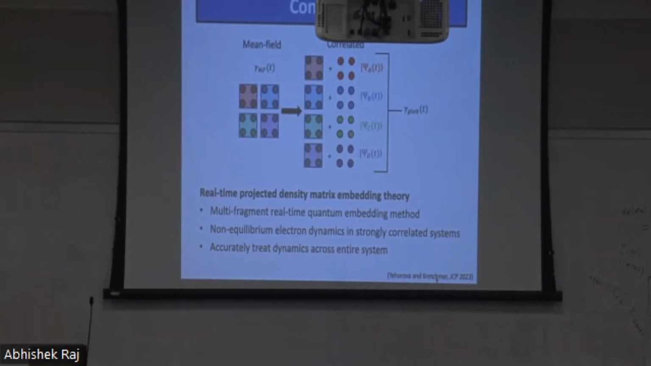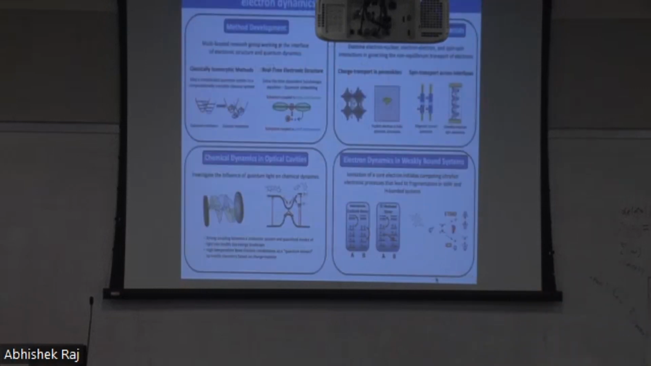So with that, again, new method, multi-fragment real-time quantum embedding, we're able to capture dynamics across this extended system. And where we're really pushing this, the next step we're interested in doing, is looking at spin non-collinear systems. So really looking at spin transport dynamics in this context to tackle this CISS stuff.